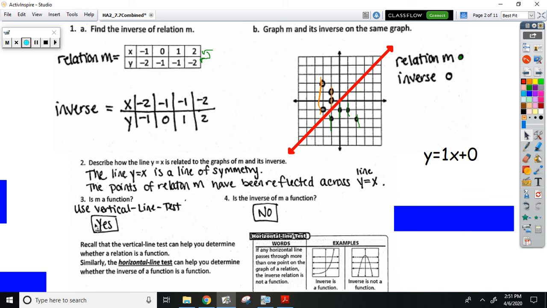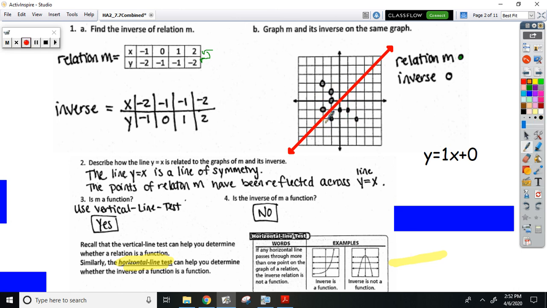So you can just use the vertical line test all the time to test whether it's a function or not, but I'm also going to teach you today something called the horizontal line test. The horizontal line test can help you determine whether the inverse is a function. So you would actually use the horizontal, which means going this way. The horizontal line test gets used on the original function. So remember, m is our original function here.